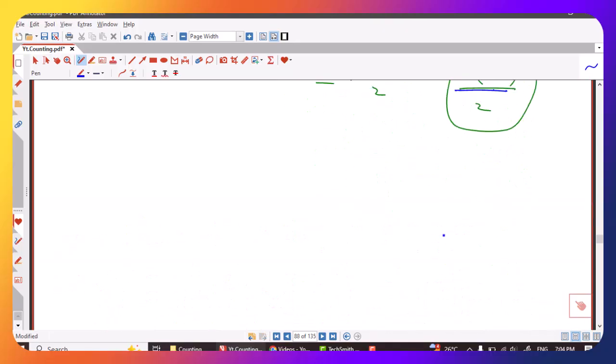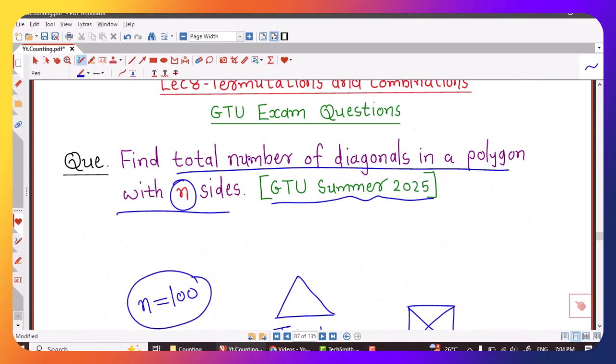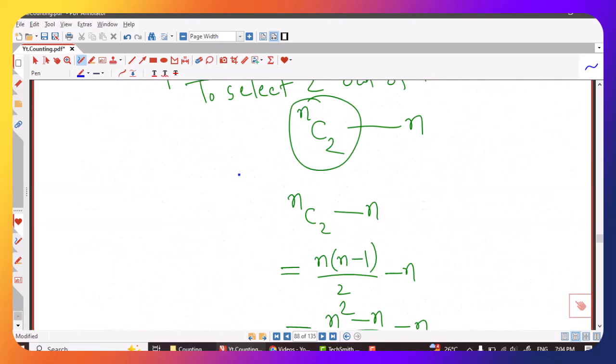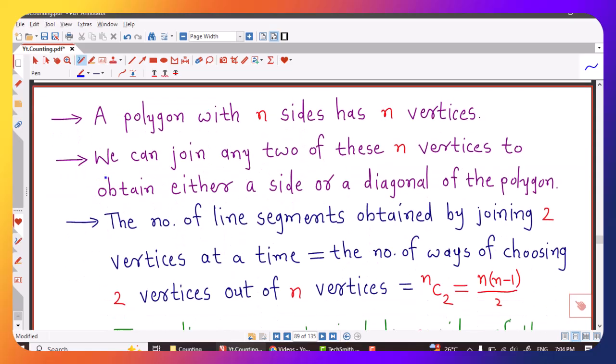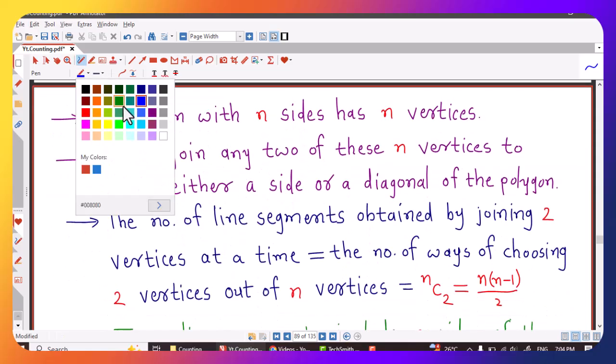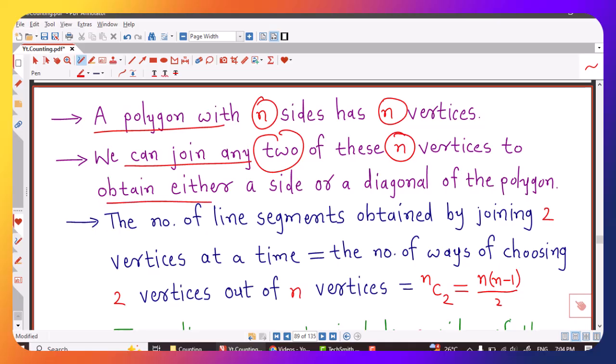They can ask you to write down the answer of this question: find the total number of diagonals in a polygon with n sides. So you should write systematically. We are writing for arbitrary n sides. Here I have written all these things systematically. I have written that a polygon with n sides has n vertices, and we can join any two of these n vertices to obtain either a side of the polygon or a diagonal of the polygon.